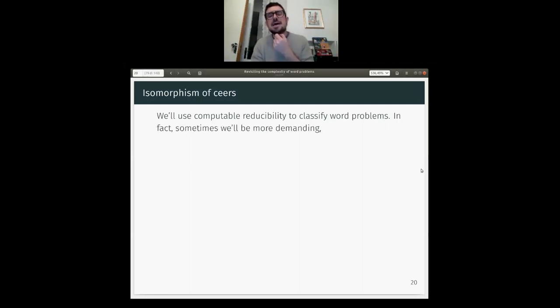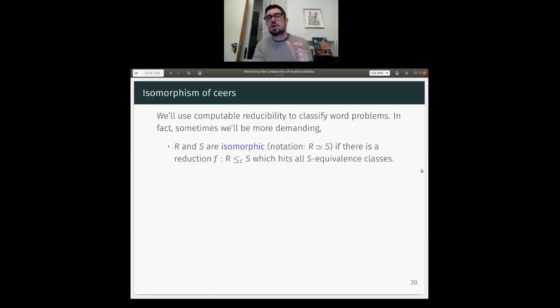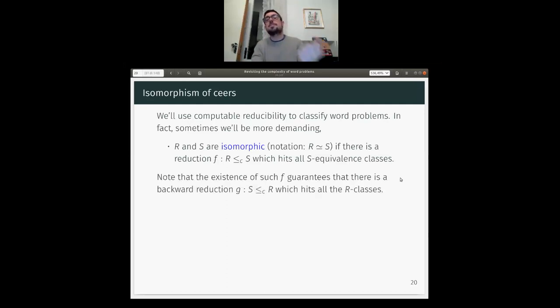In fact, sometimes we will actually ask for something more demanding. We say the two equivalence relations are isomorphic if there is a reduction from the first to the second which hits all the equivalence classes of the second. Now, notice that the existence of such a reduction, since a reduction is computable, already ensures that you have a backward reduction which hits all the classes. Intuitively speaking, this is quite obvious.